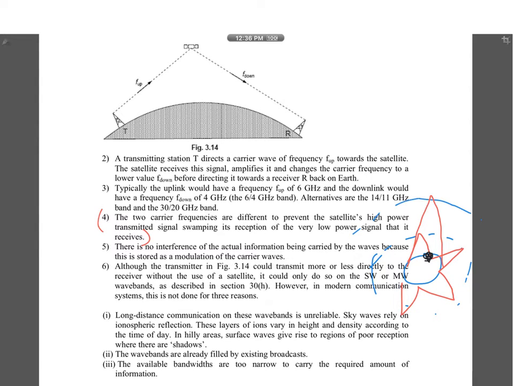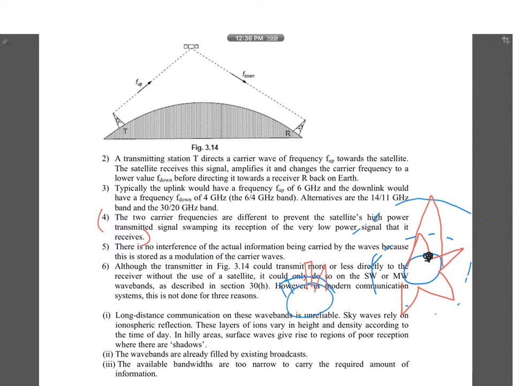And surface waves rely on the Earth's magnetic field that causes them to bend a little bit, not so much. Let's say this is the station, we can bend a bit. But if you had hilly areas or tall buildings, you will block it off. So they are not reliable.